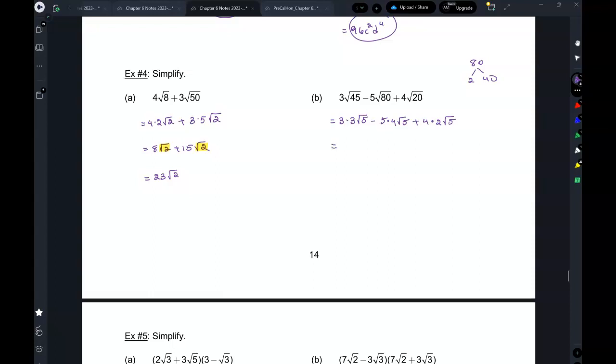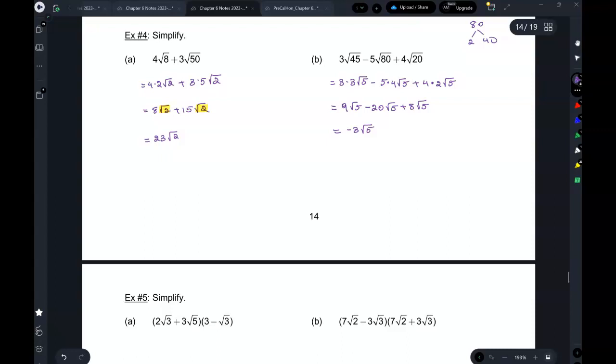All right, so what do we have here? 9 root 5 minus 20 root 5 plus 8 root 5. So negative 3 root 5. Okay? Questions?